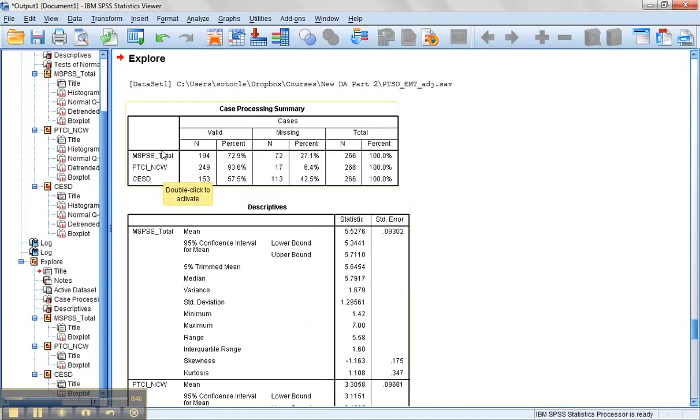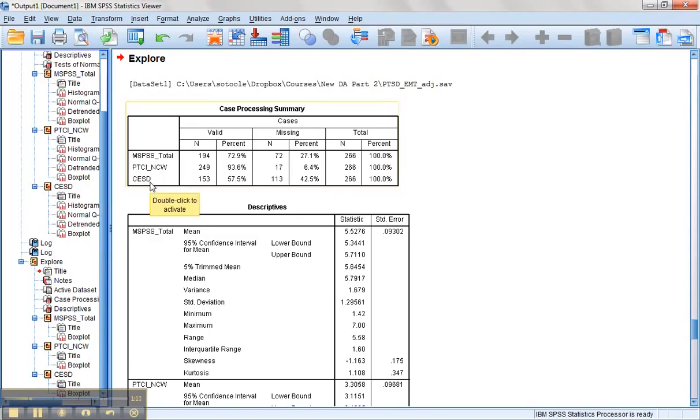So now we can see on the SPSS, we have 194 valid cases and 72 missing. 27% of our data is missing. That's not great. On the NCW, much better. Only 6.4% of our cases are missing. That's a fairly low amount of missing data, given the number of variables that are in this data set.